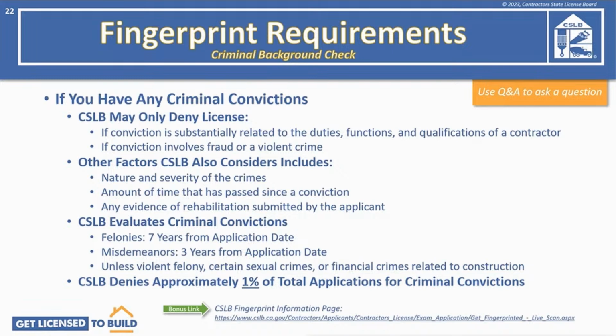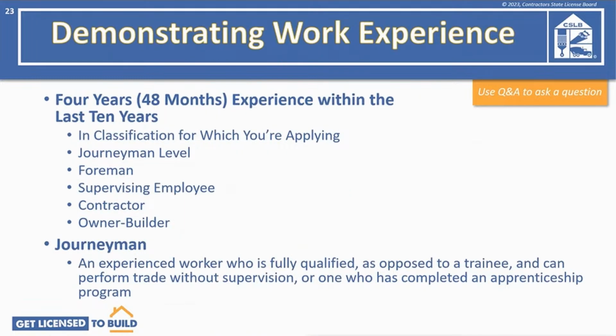Okay, along with the education credits we talked about earlier, the next section is probably the most important of the entire workshop, and the part of the application that causes the most questions for applicants. It is how you demonstrate your work experience on your application. Remember, the license qualifier needs 4 years or 48 months of experience within the past 10 years in the classification for which you're applying. The experience must be at no less than a journeyman level or as a foreman, a supervising employee, contractor, or owner builder.